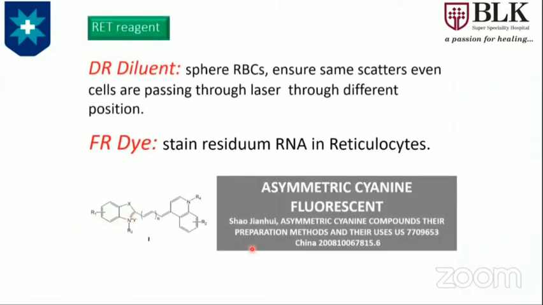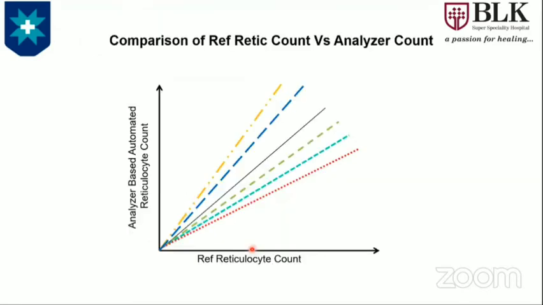So if you look at the analyzer that we have in our place, we are using an analyzer from Mindray, which is again a fluorescence-based analyzer where there are two distinct dyes used, the FR dye, which is the dye which stains the reticulocytes, and of course we have a diluent which ensures sphering of the red blood cells. And this entire concept eventually gives you the reticulocytes, which you are able to pick up from the hematology analyzer itself.